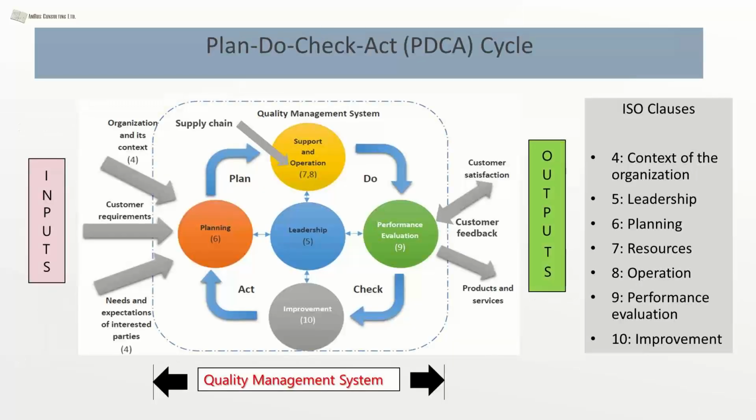So before I get into the root cause analysis, I just want to give you a very, very brief overview of what ISO is. And basically, ISO requires an organization to have and maintain a quality management system. And this diagram here really shows pictorially what a quality management system is. And it's based on the Plan, Do, Check, Act cycle, which was developed by Deming, who was a quality guru.